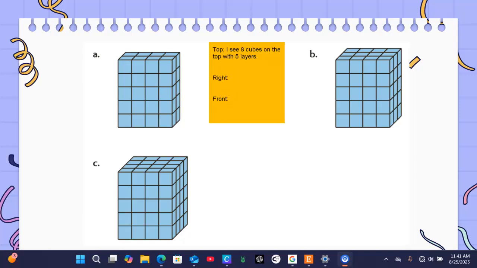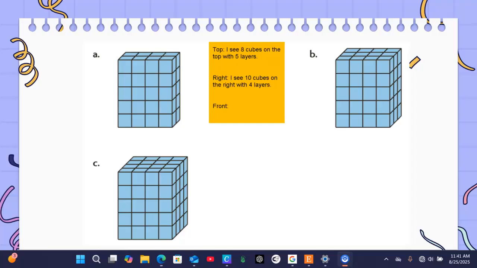Then we have the right. The right-hand side has 2, 4, 6, 8, 10. I see 10 cubes on the right, and if we go from our right, then we have to go to our left. 1, 2, 3, 4 with 4 layers.